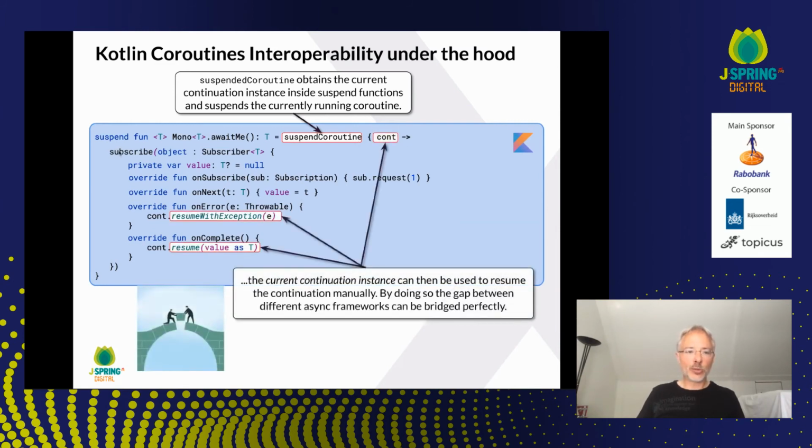So here we subscribe. Subscribe is on the Mono, this.subscribe. And then we do a normal reactive subscription. Once a value is available, on next, and the subscriber completes, it will be set. So the continuation will be resumed, or in case of an error, resume with error would be called. This, of course, is a simplified version. The real version is a bit more complex, but this perfectly works.